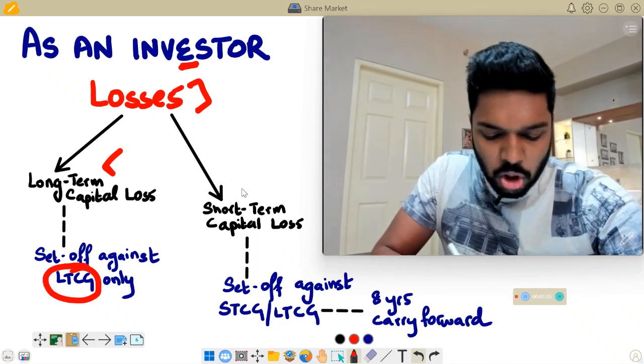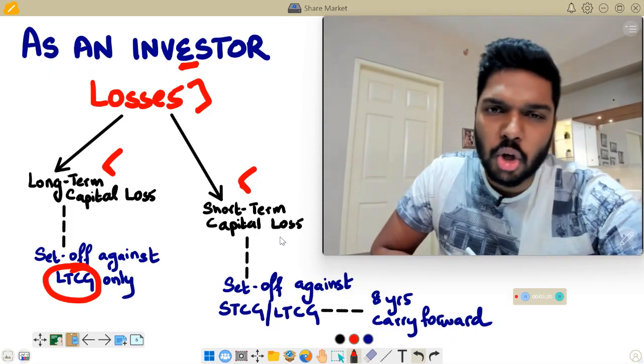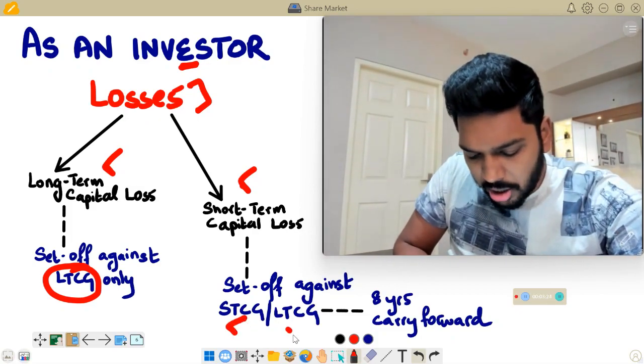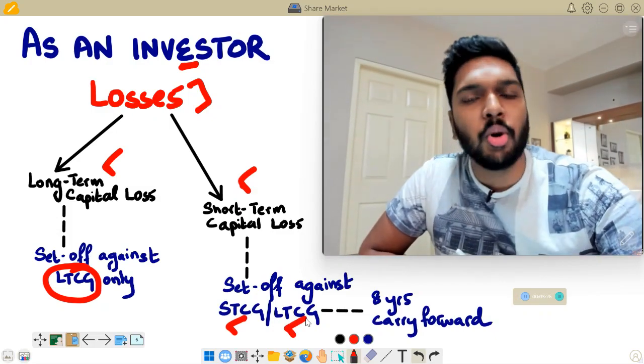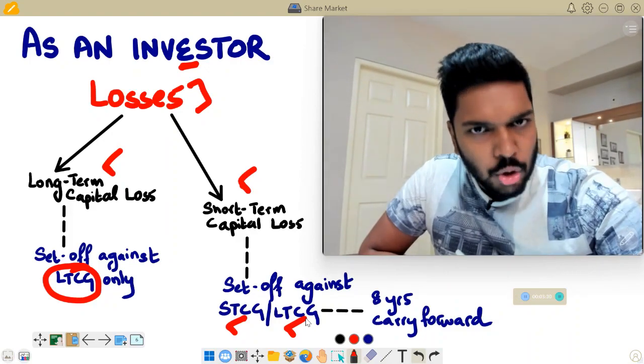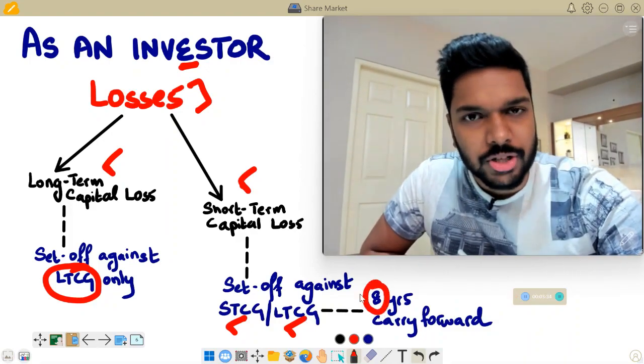Whereas, if you make a short-term capital loss, this loss can be set off or knocked off not only against a short-term capital gain, but also against a long-term capital gain when you compute your total income. And if it cannot be set off at all, it can be carried forward for 8 financial years into the future.